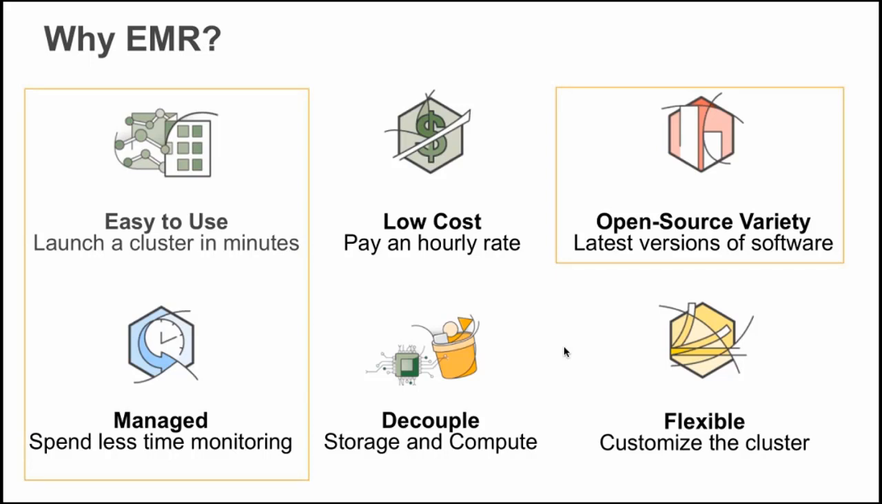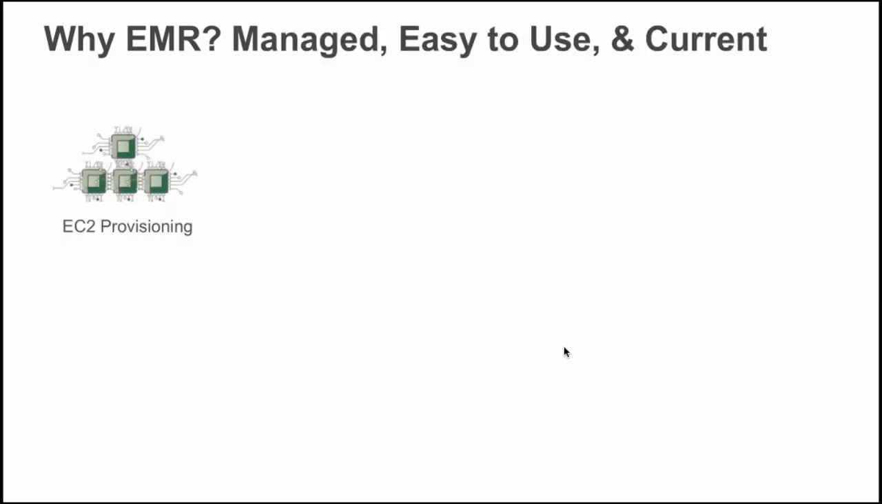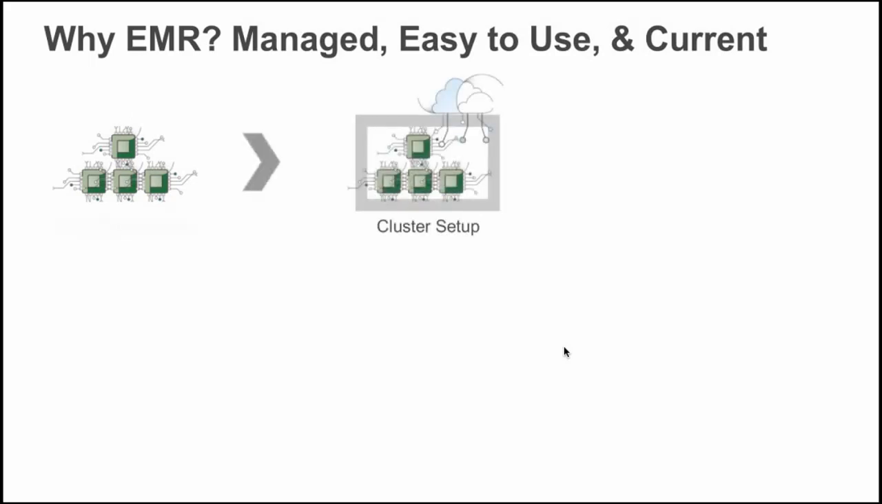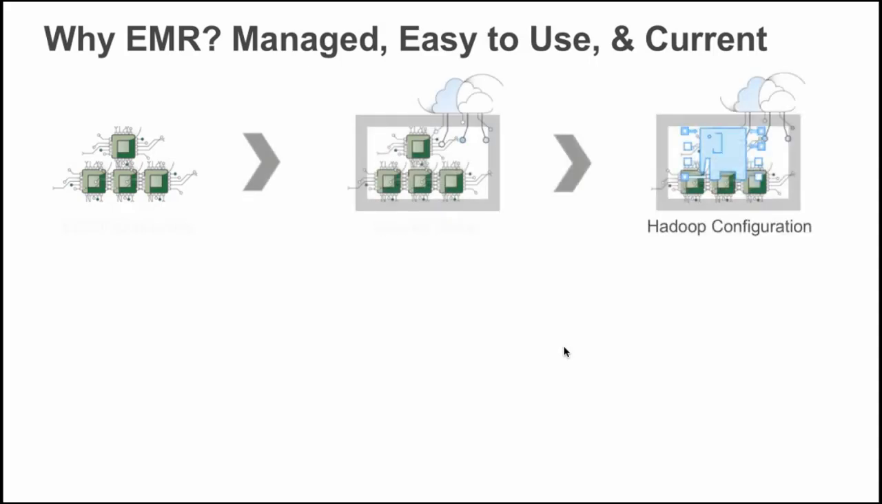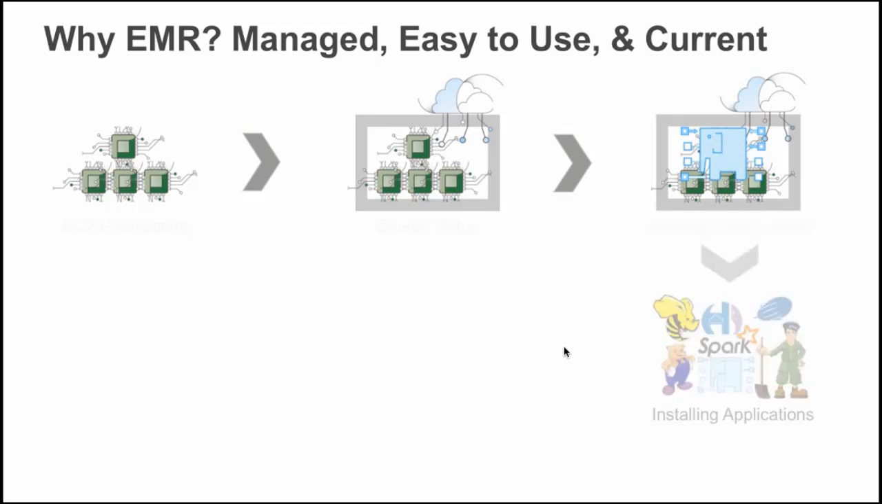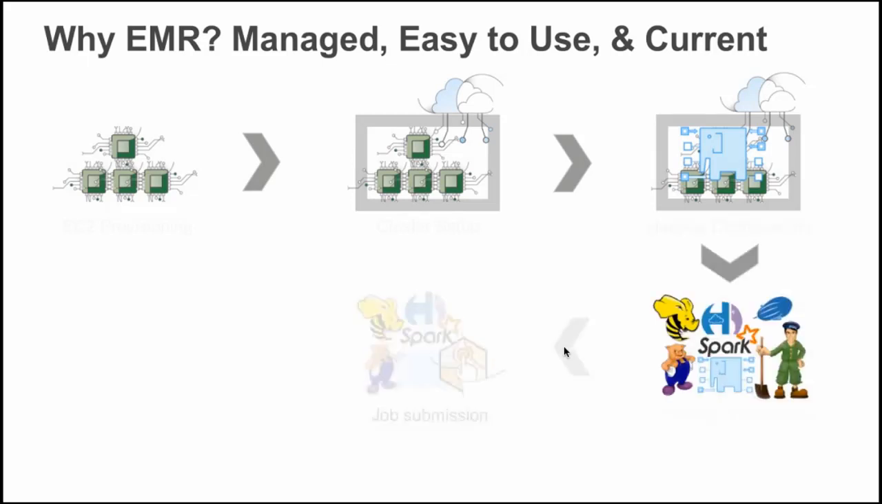It's easy to use, it's managed, and open source variety, right? So when it comes to EMR, it's managed, it's easy to use, and it's current, right? So what does this look like? From the EC2 provisioning, all the way to the cluster setup, to the Hadoop configuration itself, right? Installing of the applications, whether it's Spark, Pig, Hive, etc. All of these things will be handled by EMR.